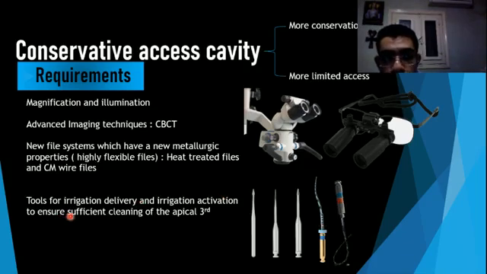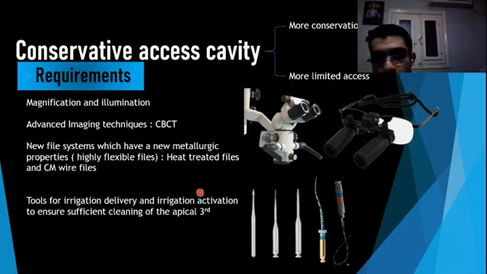And you also need to have some tools for irrigation delivery and irrigation activation to be sure that sufficient cleaning is done for the apical third. Because of the same reason, as you have a limited access, you can't be sure that the irrigation is delivered to the apical third, and that you have a good cleaning and a good dissolution of all the organic and inorganic remnants during the root canal treatment.